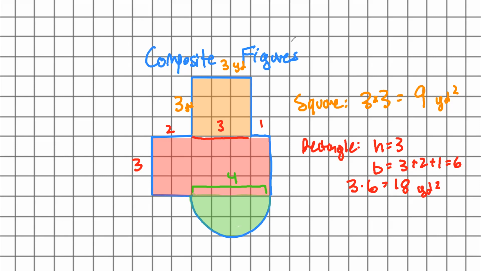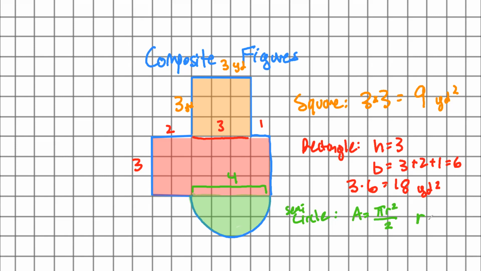Now, what about for the circle? Because that semicircle on the bottom, there's 2 problems here. One, I'm not given the radius, right? And 2, it's not a circle, right? It's what we call a semicircle. That is half of a circle. So its area is going to be the same as a circle's area, but divided by 2.